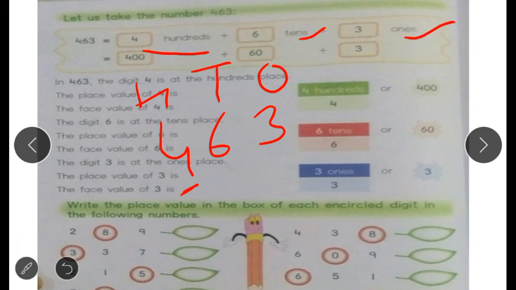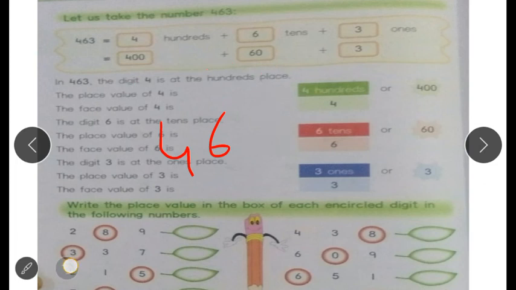That can be written as 400. 6 tens means 6 multiply 10, 60. 3 multiply 1, 3. Okay. So the place value of 4 in 463 is 400, 6's place value is 60 and 3's place value is 3. Now what you have to do? In 463, the digit 4 is at the hundreds place, right? The place value of 4 is 400. In this number 463, 4 is in hundreds place, so the place value of 4 is 400.